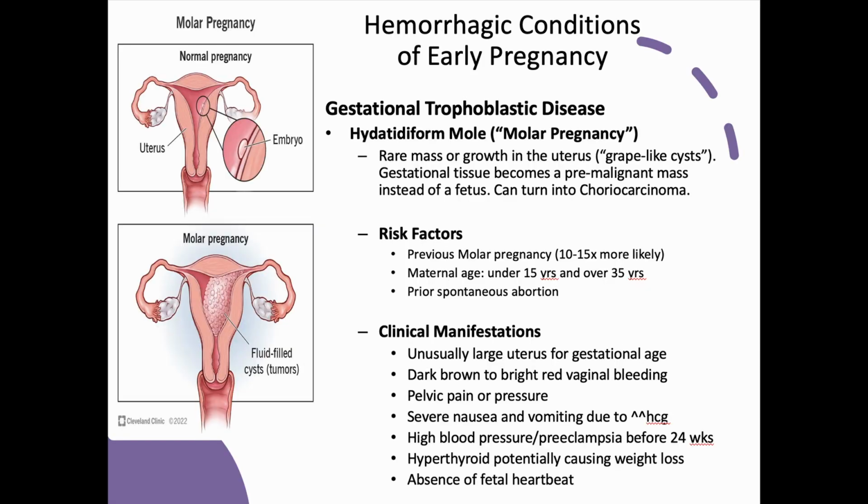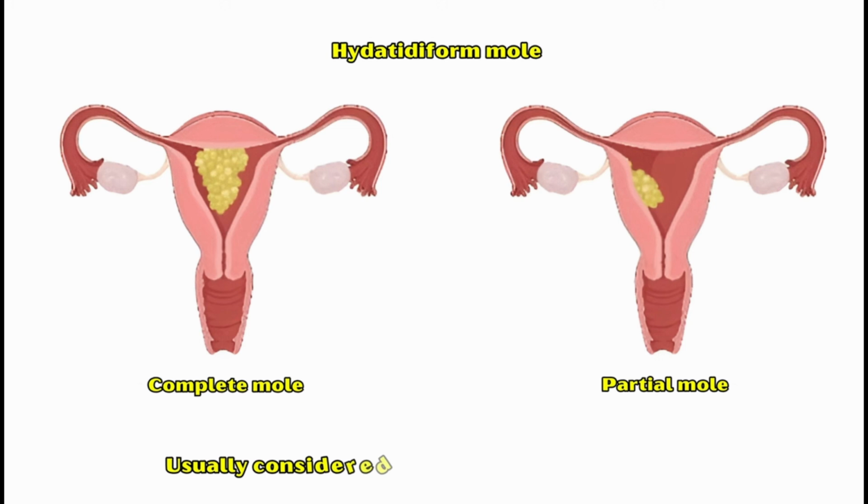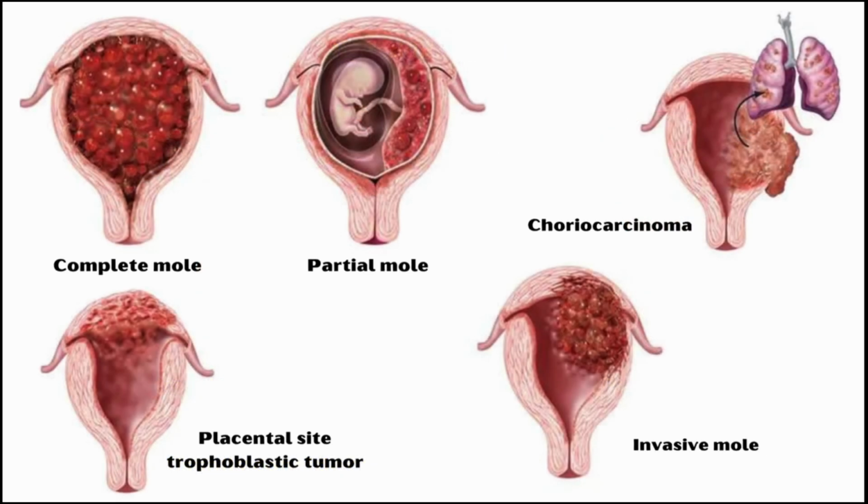Another one of our hemorrhagic conditions is gestational trophoblastic disease, or a hydatidiform mole, or molar pregnancy, right? So this is pretty rare, right? There's going to be a mass or growth in the uterus. Instead of a fetus developing, this mass grows instead, and this mass could lead to cancer, right? So this is a little scary, right?